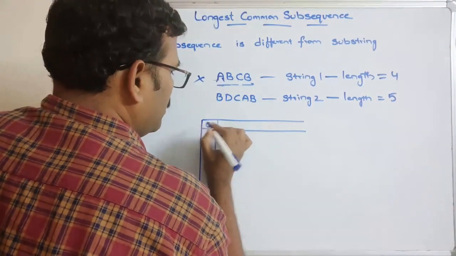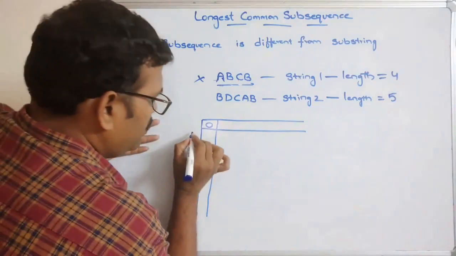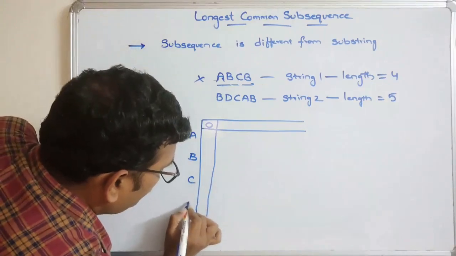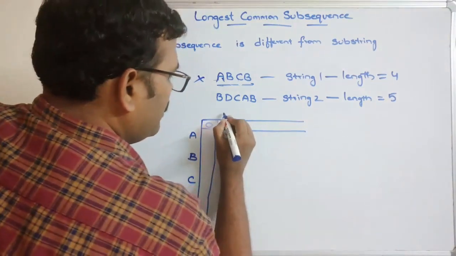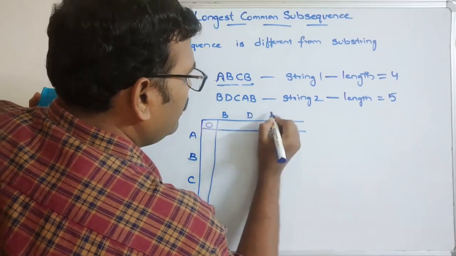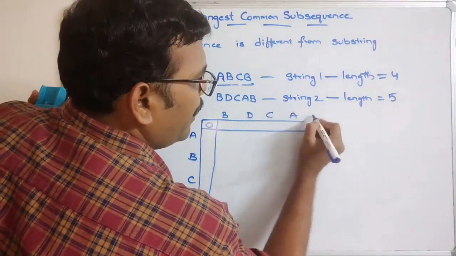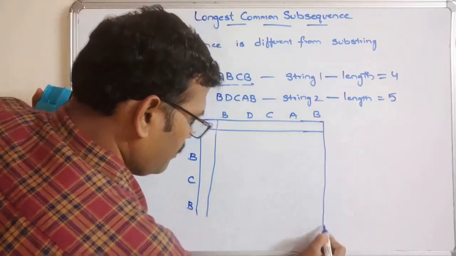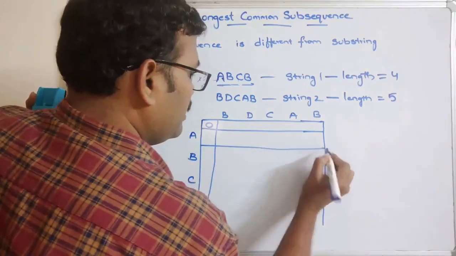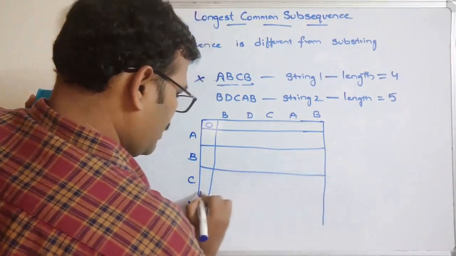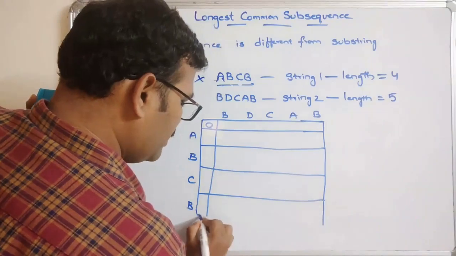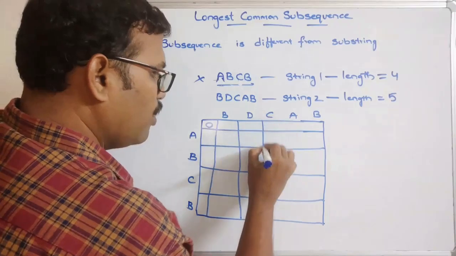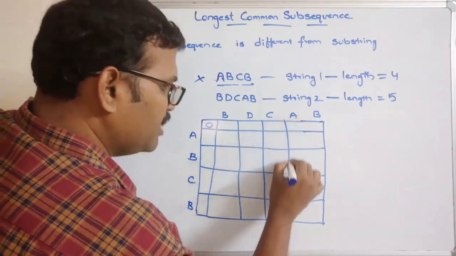Right. See, I'll write here A, B, C and B. And here I'll write B, D, C, A and B. So first design a matrix, a table, and then we'll see the formulas and start the procedure, how we can find out the longest common subsequence.